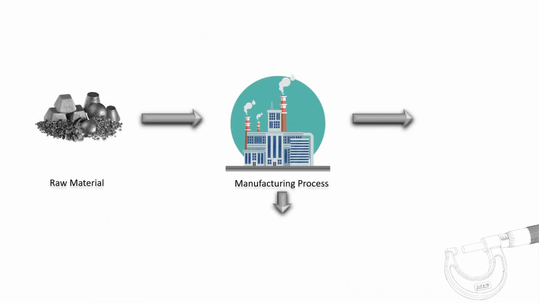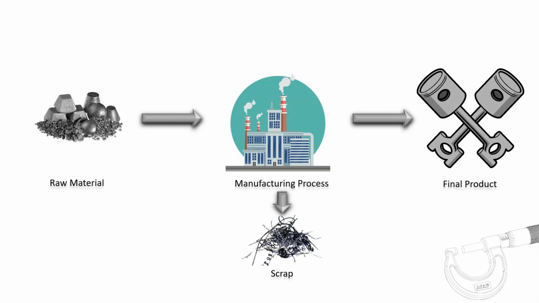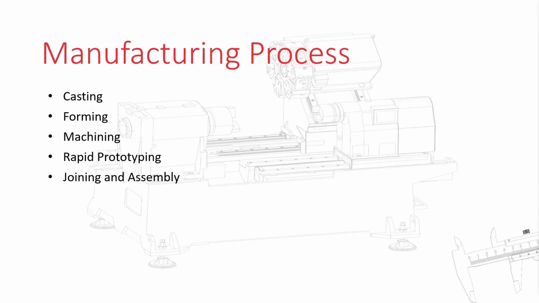In detail, the manufacturing process is the way through which raw materials are transformed into a final product. By using all these factors collectively, there are many different types of manufacturing processes. Out of these, we are discussing only a few. They are casting, forming, machining, rapid prototyping, and joining and assembly. Let's discuss one by one in brief.